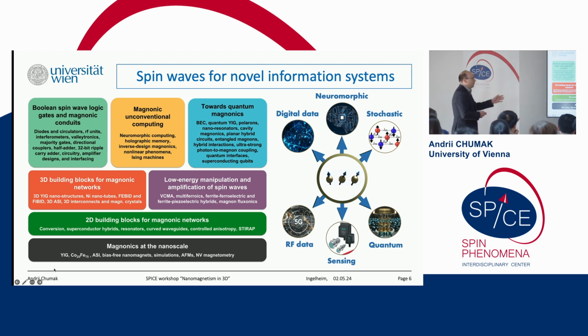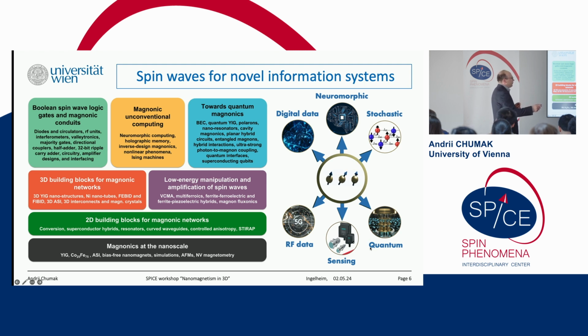And we started with magnonics as a nanoscale, 2D building blocks, 3D building blocks, how to manipulate and amplify spin waves. And then these three last sections are mainly focused on data processing, which is Boolean data processing, unconventional computing, and quantum business. Also on the right-hand side, you see this scheme, which is just an eye catcher, which shows you that principally magnons can be used for different kinds of data processing: digital, neuromorphic, stochastic, reservoir.